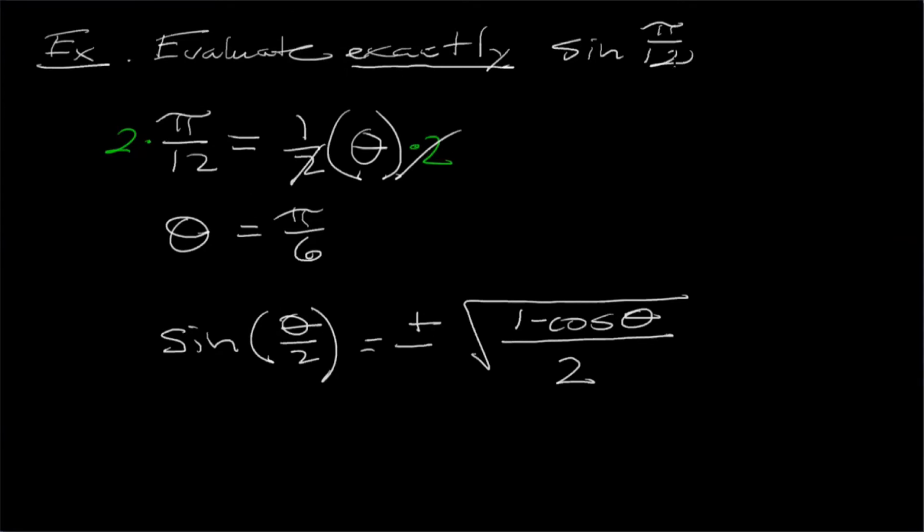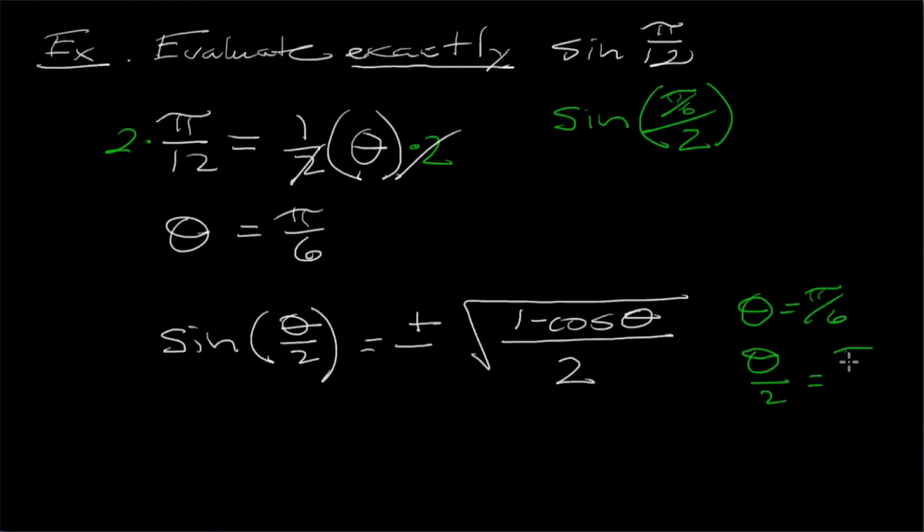And if I look carefully, using the calculations we did, this is the same as sine of pi over 6 divided by 2. That's what we just figured out here: 1/2 of pi over 6. Okay, and so now I have my theta is pi over 6. So theta is pi over 6. Theta over 2 is pi over 12. So there's my pi over 12 right there.